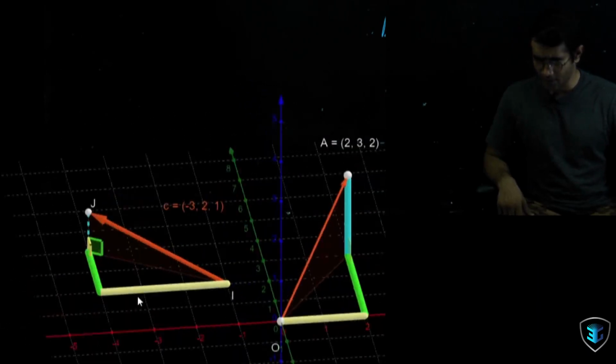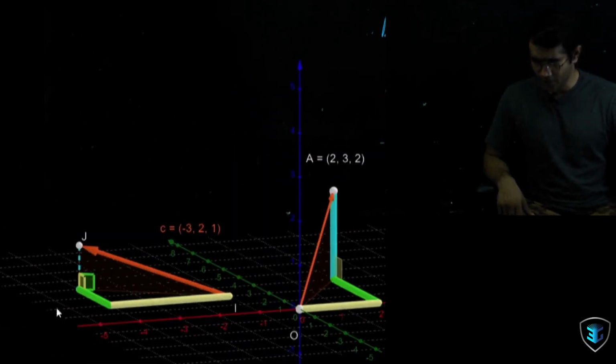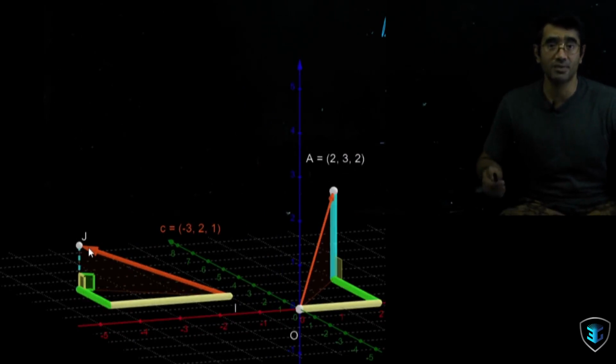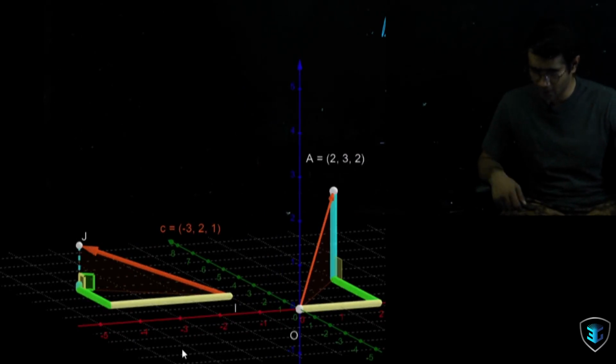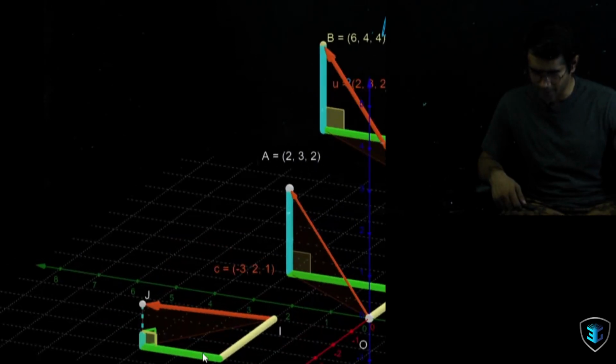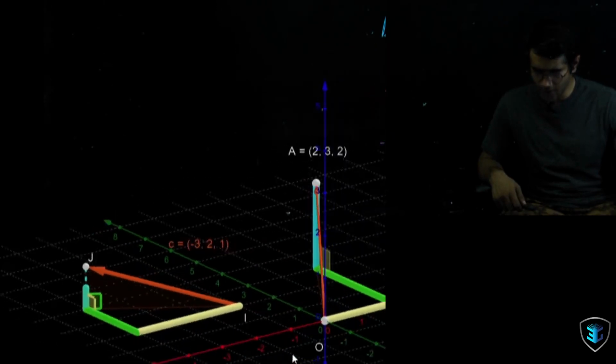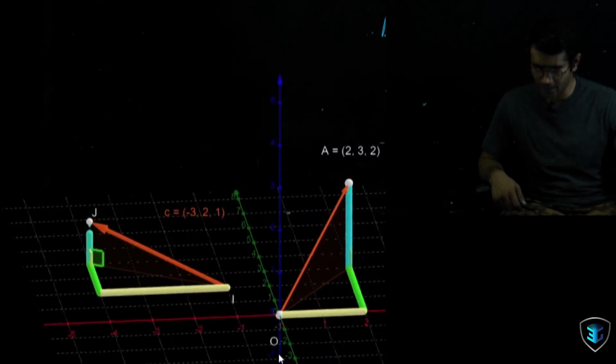Okay, now what to do is a question. To go to the point J, I need to still travel one more distance, but in the z-axis direction. So I can say this is what I'm looking for. And right now I'm going up like that. So what are the direction ratios of this vector ij?